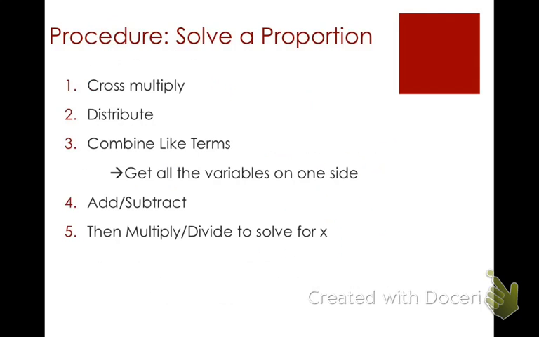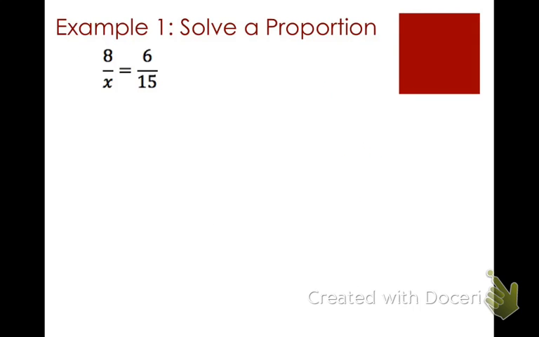Our procedure for solving proportions is very similar to everything we've done so far. The only difference is the first thing you have to do is cross multiply. Then, same as usual, you're going to distribute, combine like terms, get all variables on one side, add or subtract, and then multiply or divide. So, let's do an example.